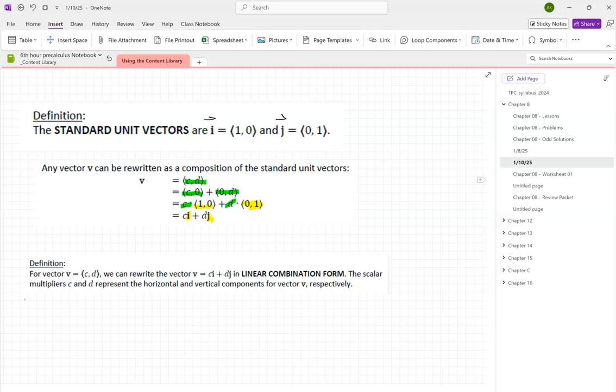Okay, so there's just another way to represent a vector. The vector could be represented as 2 points, its head and tail, component form with the wedged brackets, with a magnitude and direction, or now a fourth way as a linear combination form, using these standard unit vectors. So it's just a fourth way now of representing these vectors.